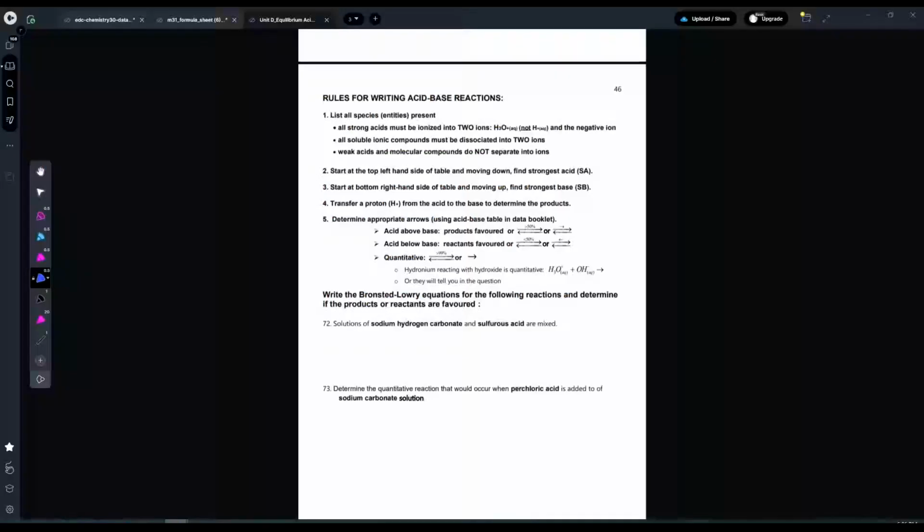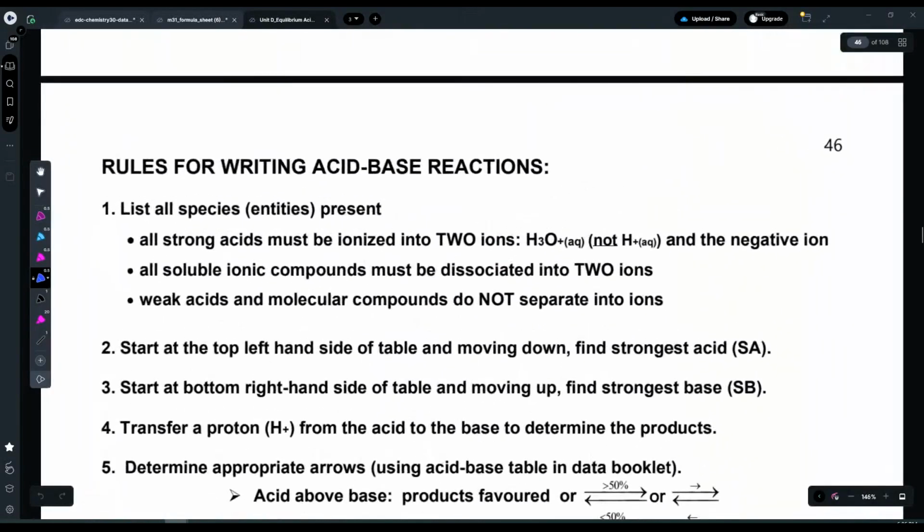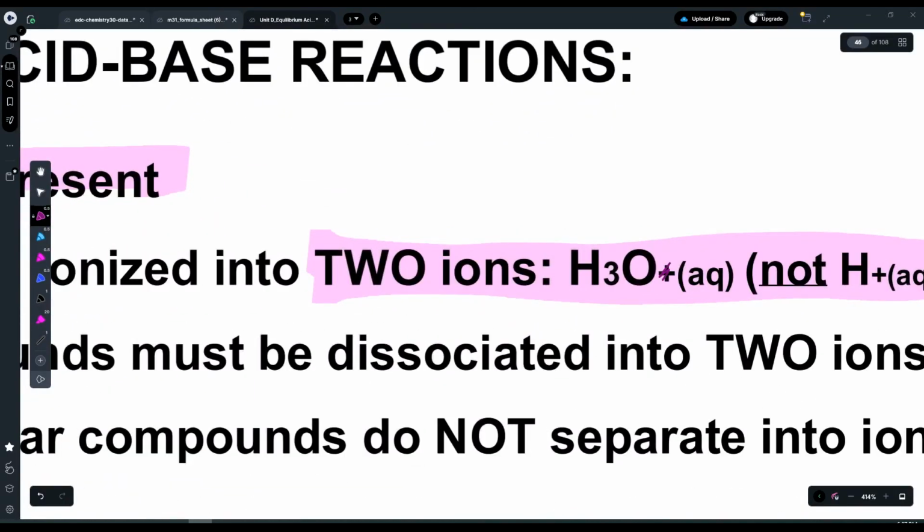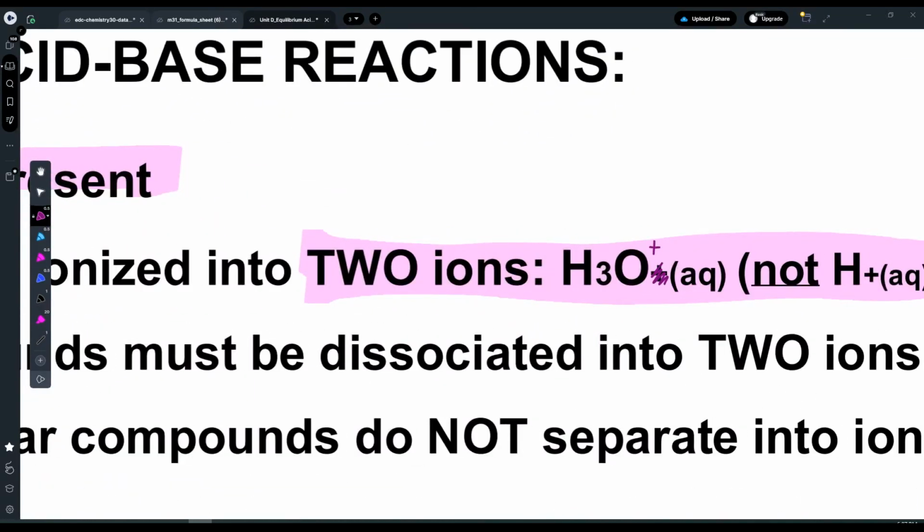In this video, we're going to go over rules for how to write acid-base reactions. So for step one, we're going to list all of the species present. All strong acids must be ionized into two ions. One of them is going to be hydronium ion, so we need to correct this. This does need to be a superscript plus sign.